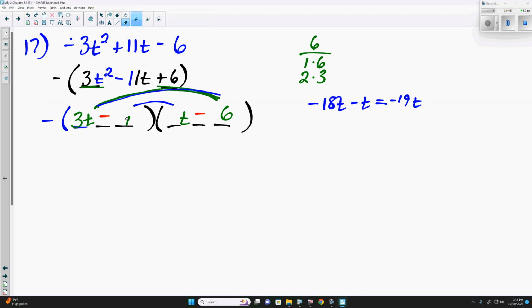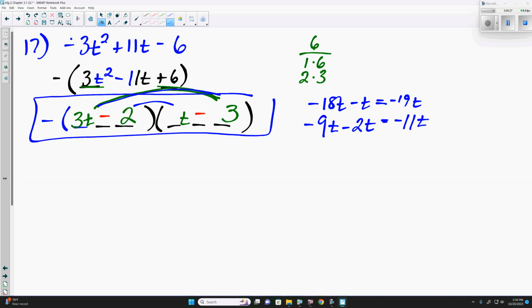I mean, we could flip it, but wait, there would indeed be a greatest common factor if we flipped it. So we'll need to do 2 and 3. Where's the 2 going to go and where's the 3 going to go? 2 is going to go with the 3t. 3 is going to go with the t. 3t times negative 3 is negative 9t. Negative 2 times t is negative 2t, which gives us negative 11t. So that's our final answer.